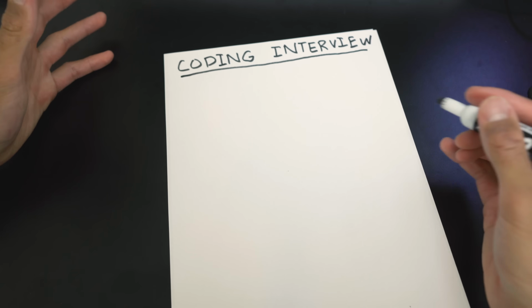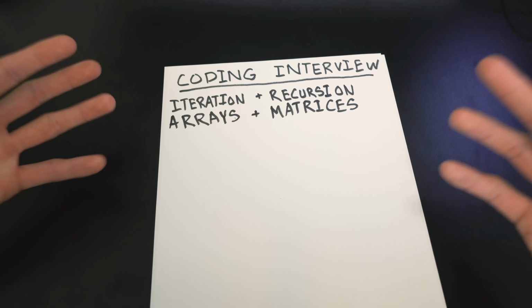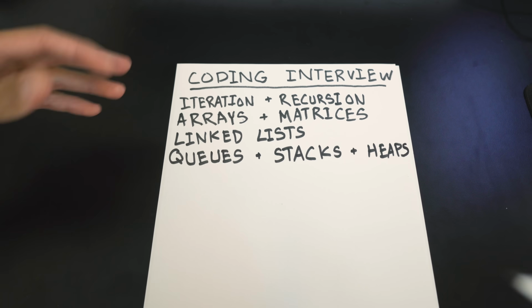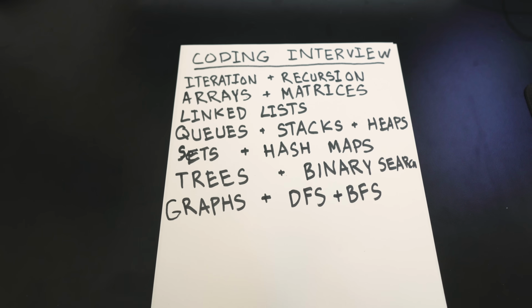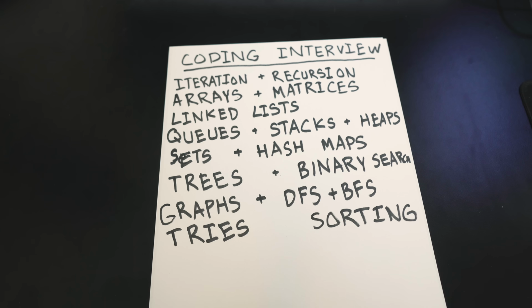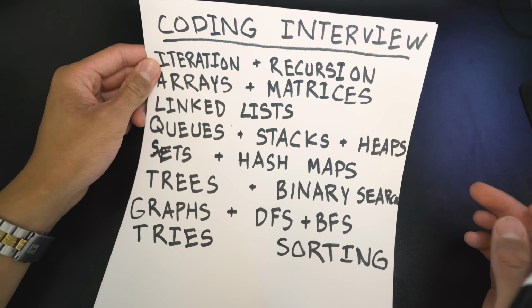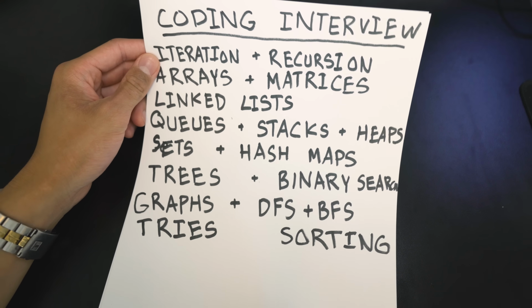You will absolutely need to know all of the following: iteration and recursion, multi-dimensional arrays or matrices, linked lists, queues, stacks, heaps, sets, hash maps, trees, binary search, graphs and graph traversals like depth first search, breadth first search, and backtracking, tries or trees, whatever you want to call them, and then sorting algorithms, specifically merge sort and quick sort. For each of these, you should memorize their implementation as well as the time and space complexity analysis. This is the big O notation.